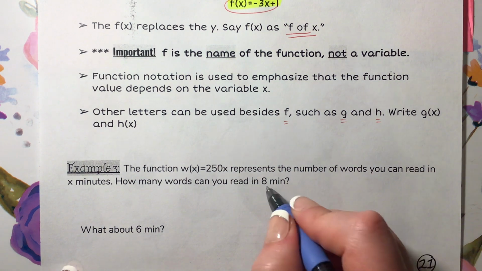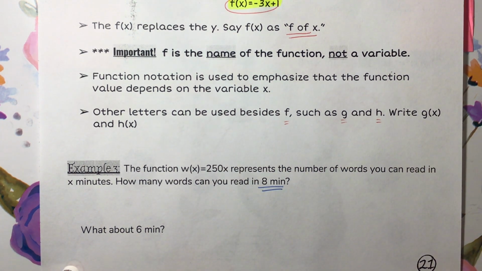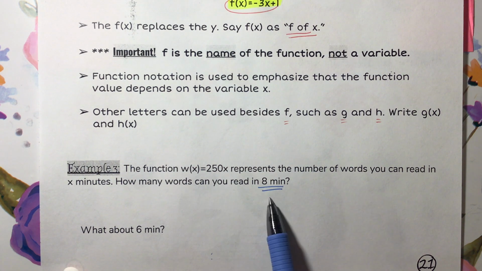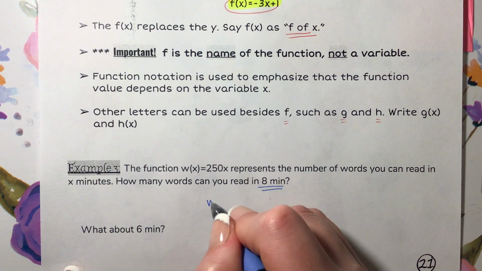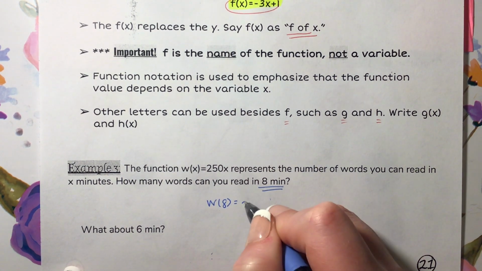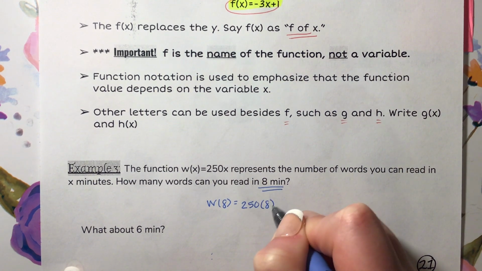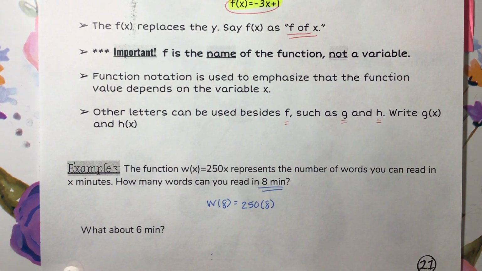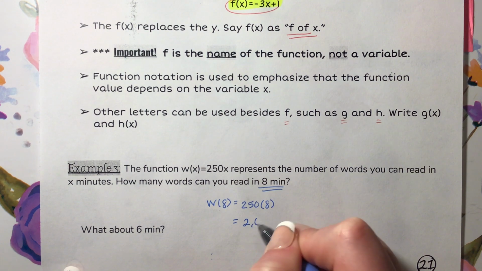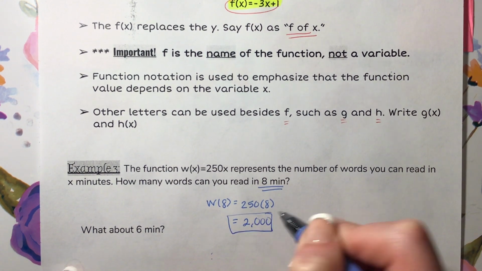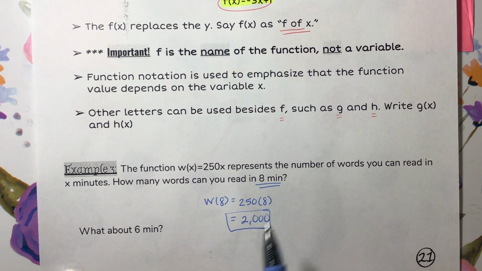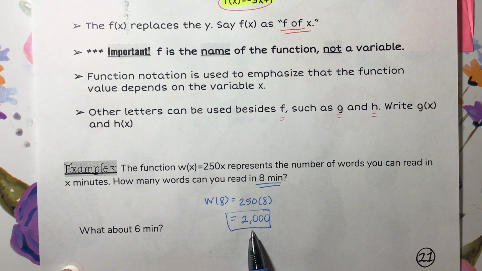So we're told we want to calculate for 8 minutes. It is as simple as this: you take that 8 and substitute it in for x. So w of 8 is equal to 250 times 8, which is going to equal 2,000. This means in 8 minutes, you can read 2,000 words.